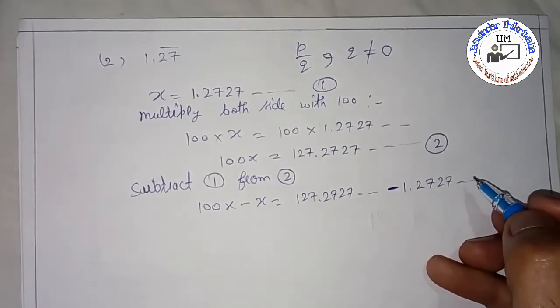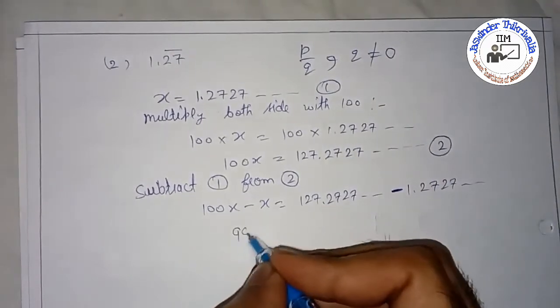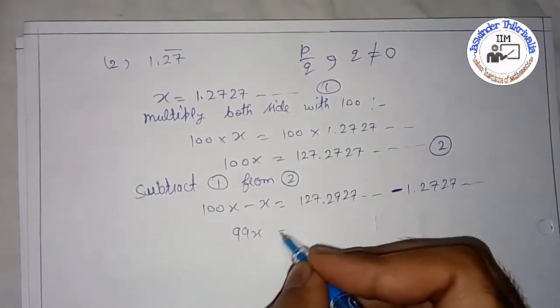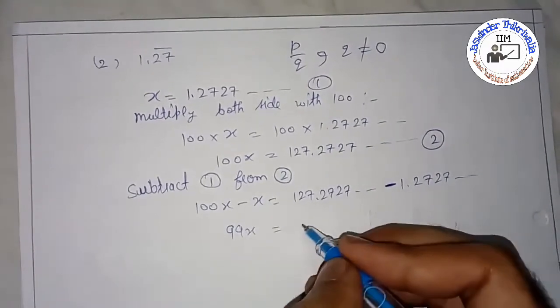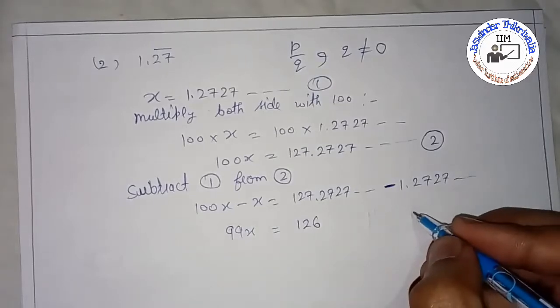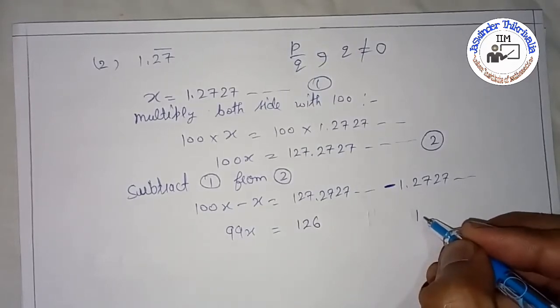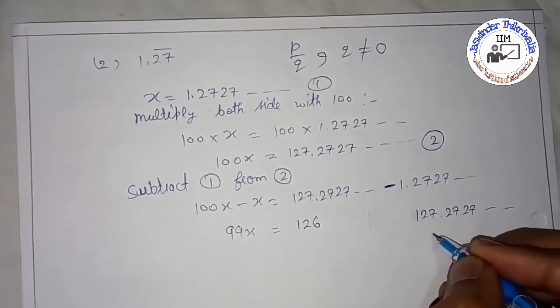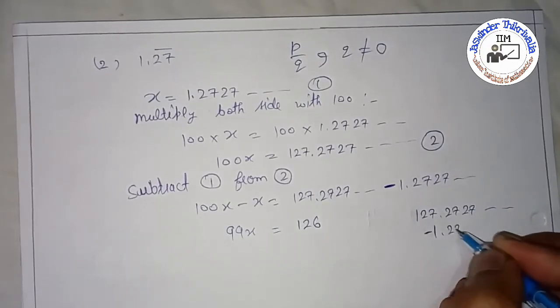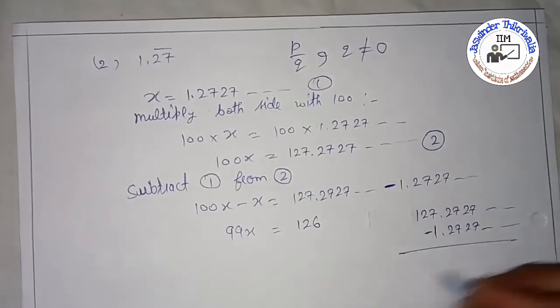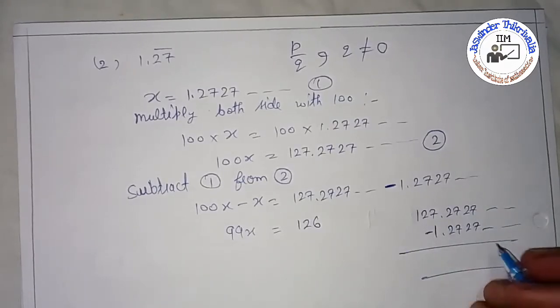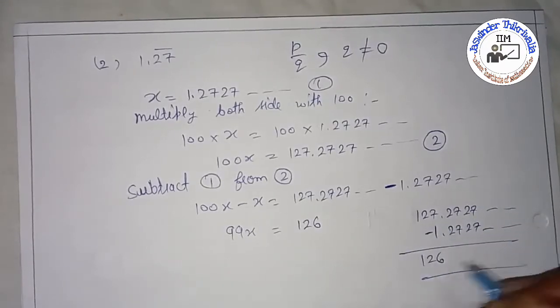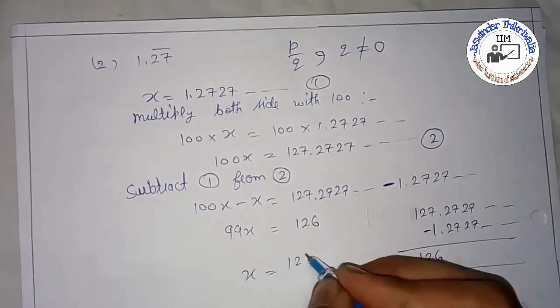1.2727, and so on. So this will be 99x, this will be 126. I am doing subtraction here: 127.2727, and so on, minus 1.2727, and so on. The decimal part will cancel with each other, but 126 will remain. So what is the value of x?